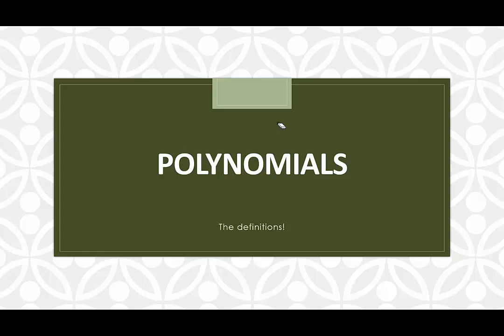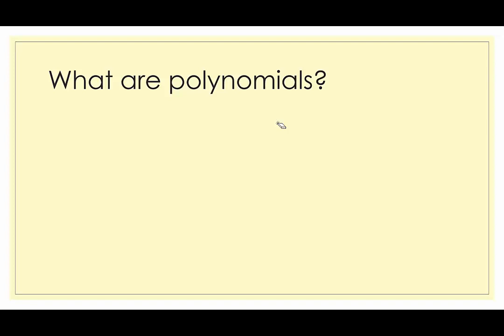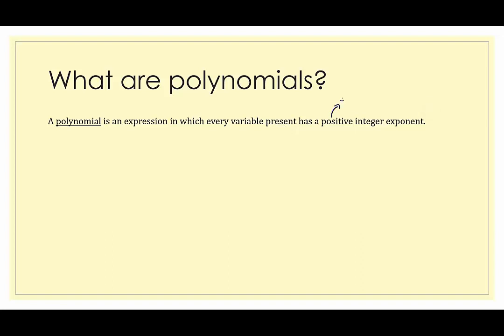In this video, we are going to talk about the definitions associated with polynomials, starting with the definition of a polynomial. A polynomial is an expression in which every variable present has a positive integer exponent. So that means that if we see a variable, either we don't see an exponent because it's an invisible 1, or if it has an exponent, it's positive. It's an integer, so that means we don't see fractions or decimals, so that would be 1, 2, 3, 4, 5, 6. Because it's positive, that wouldn't include 0 or the negatives. And this is strictly referring to any exponents of variables.